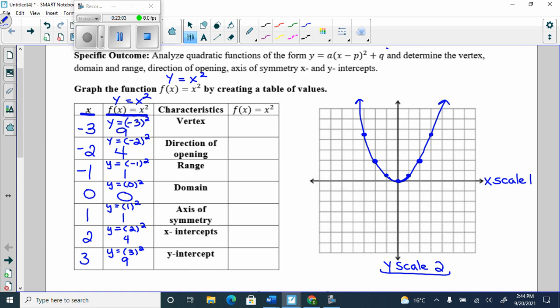Okay. Do you have that? Do you see how it gives you the table of values? Isn't it beautiful? Isn't it worth the money? It is. Okay.